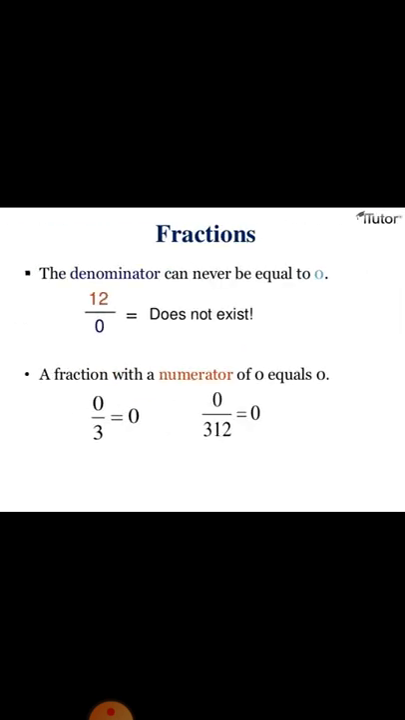The denominator can never be equal to 0. In any fraction, the denominator can never be equal to 0. If a denominator is equal to 0, it does not exist. It is not a fraction. Number 2, a fraction with a numerator of 0 is always equal to 0. For example, 0 by 3. So this fraction is always equal to 0.